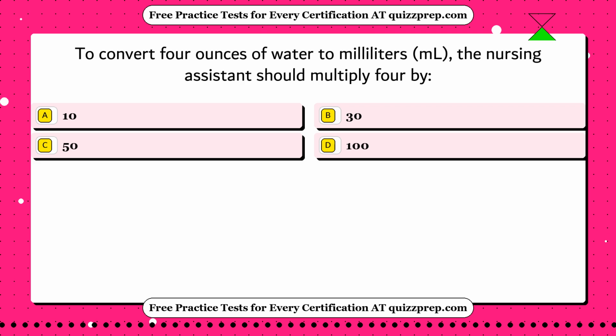Question 96. To convert 4 ounces of water to milliliters, ml, the nursing assistant should multiply 4 by option A, 10, option B, 30, option C, 50, option D, 100.